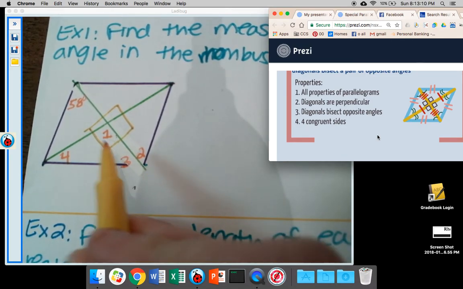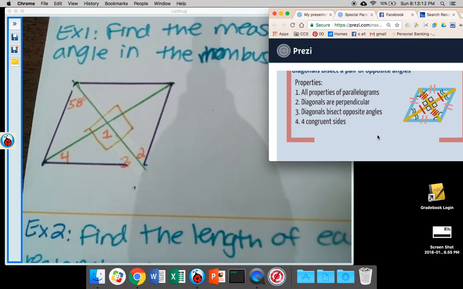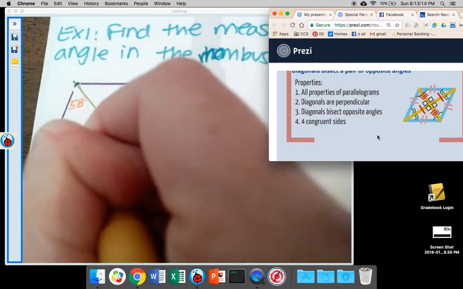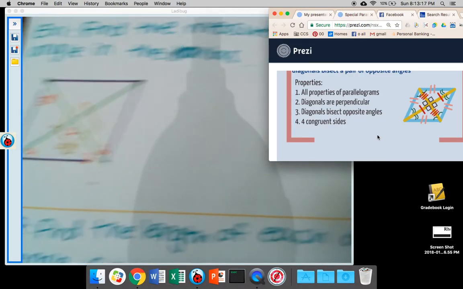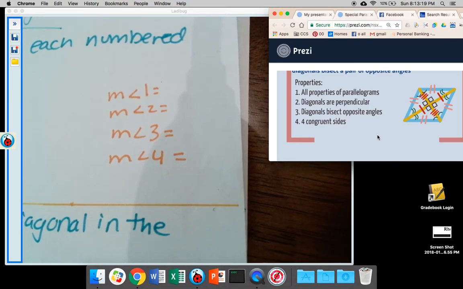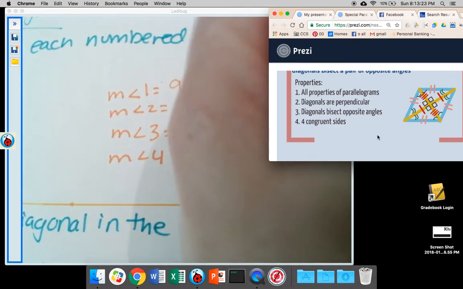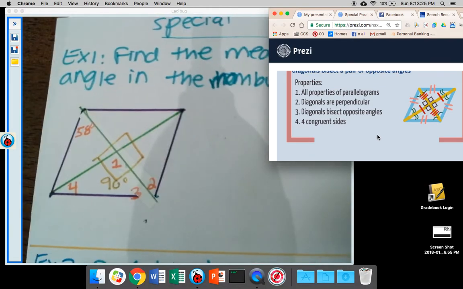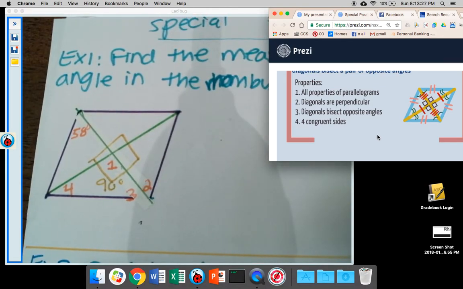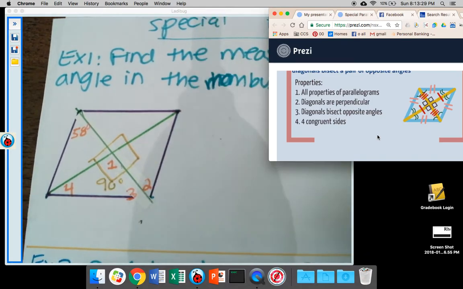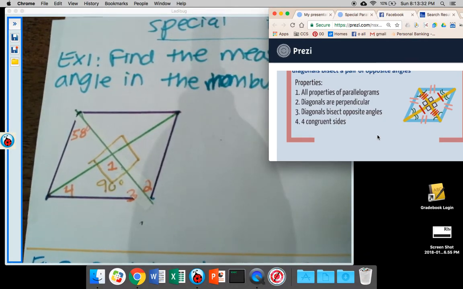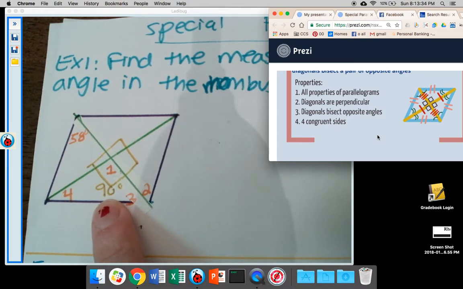So guess what, you guys? What is the measure of angle 1? Holy hot dog, you guys are so smart. It is 90 degrees. So the measure of angle 1 is 90 degrees. Awesome. Alright, so we have one of our angles solved for. One is donezo. Bam!